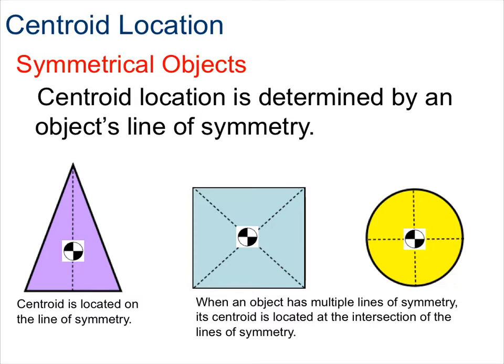Take a look at the bottom example on the left. We have a triangle. The centroid is located along the line of symmetry. When an object has multiple lines of symmetry, its centroid is going to be located at the intersections of those lines of symmetry. So you can see here with the square, we have two lines of symmetry. The centroid is located at the intersection, and the same goes for a circle.